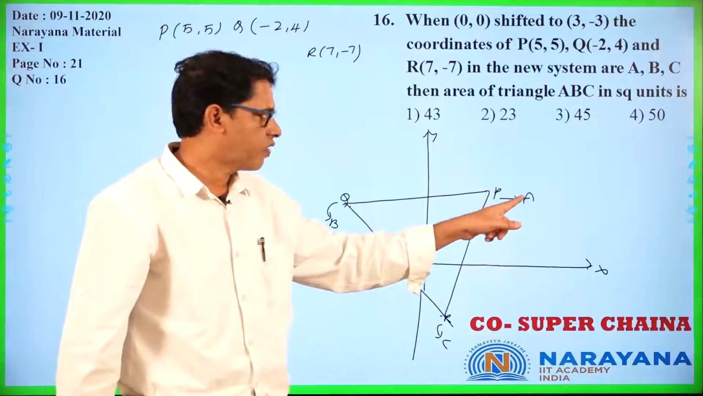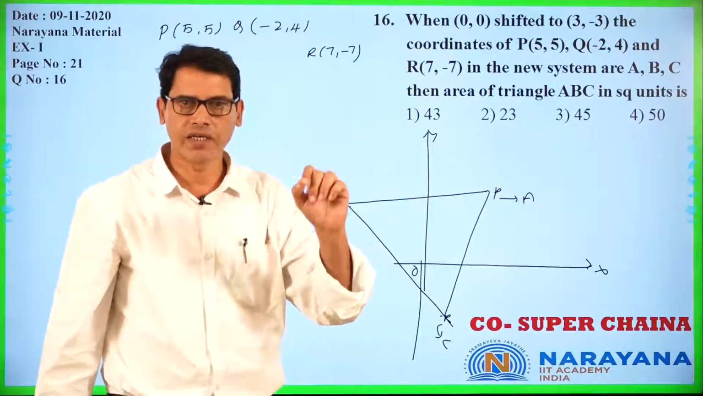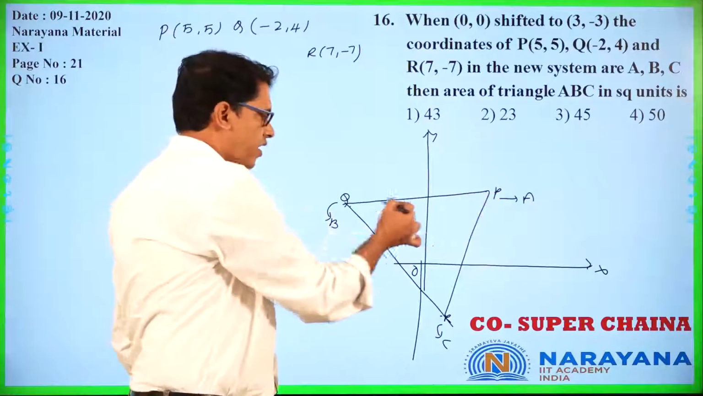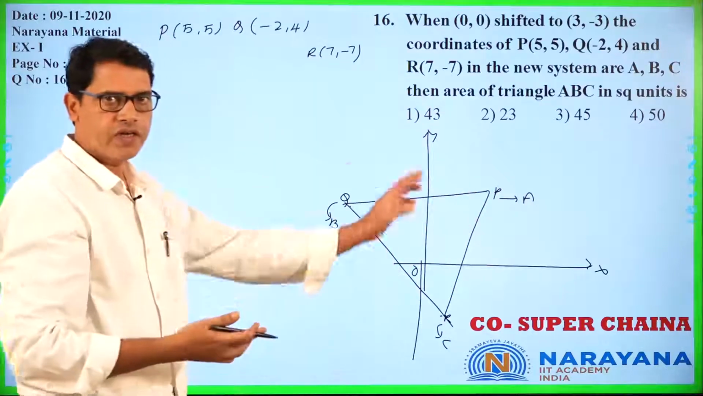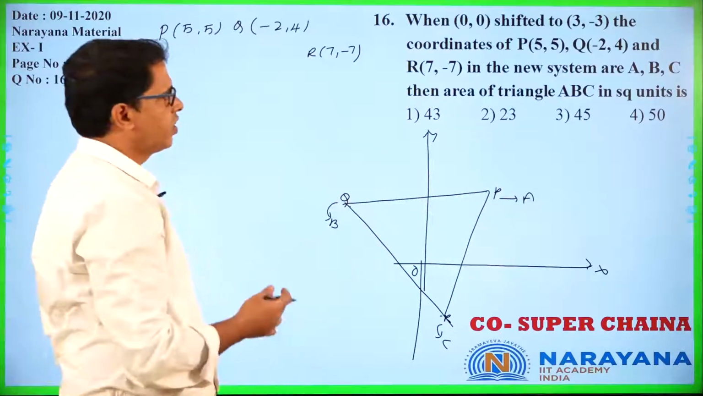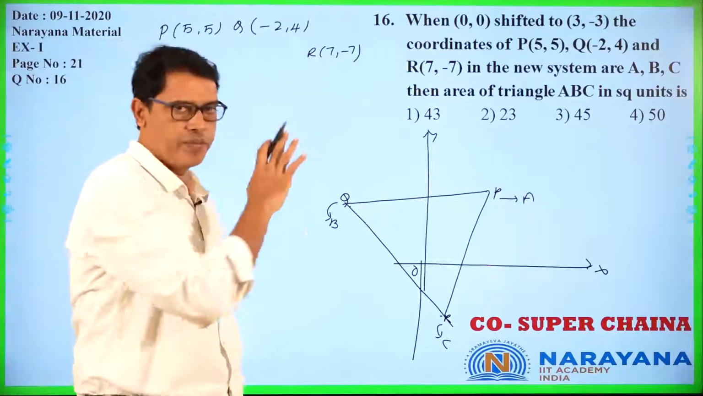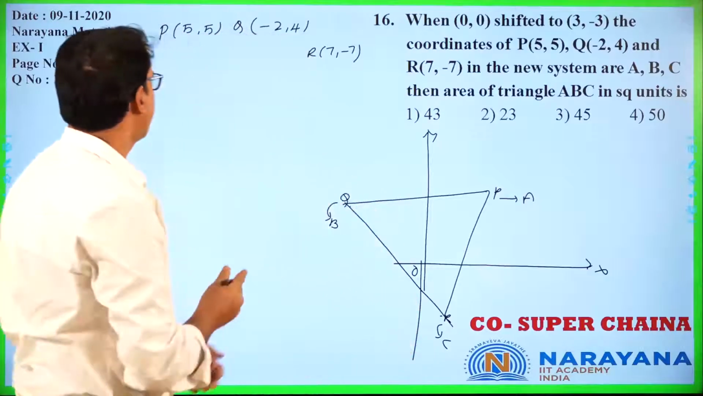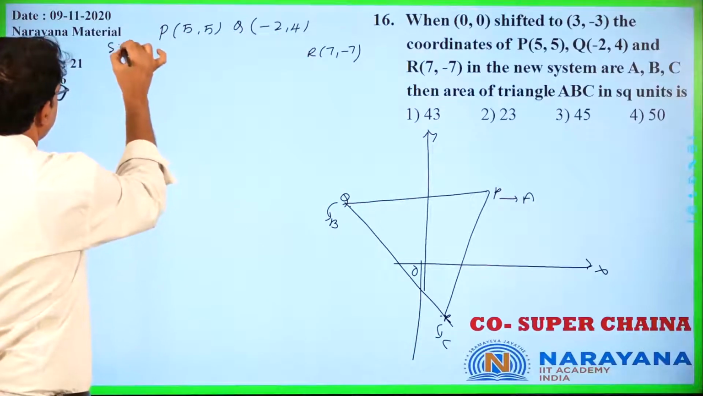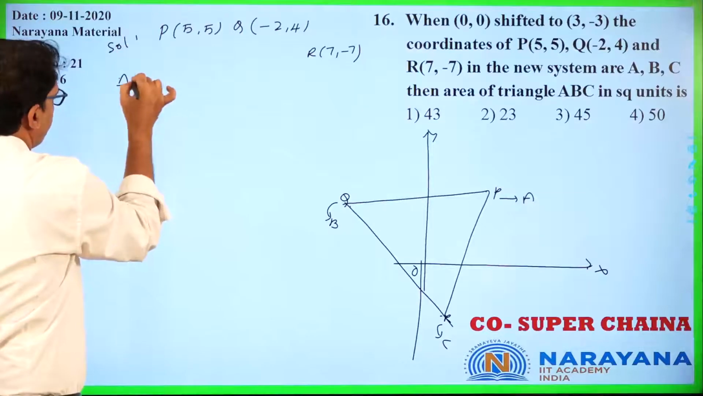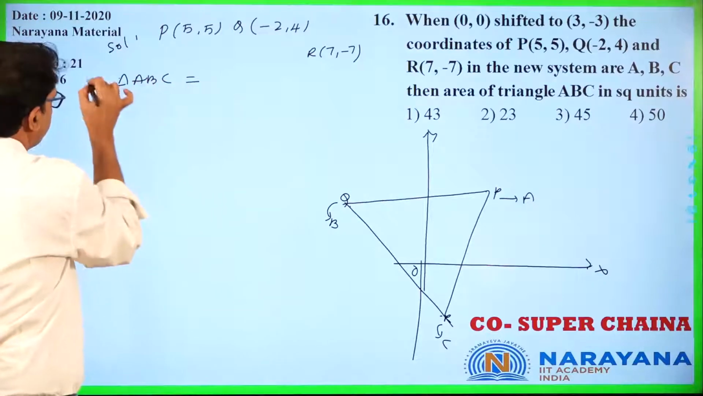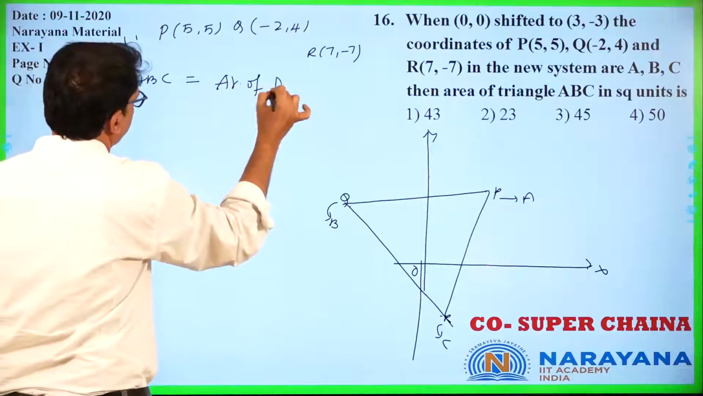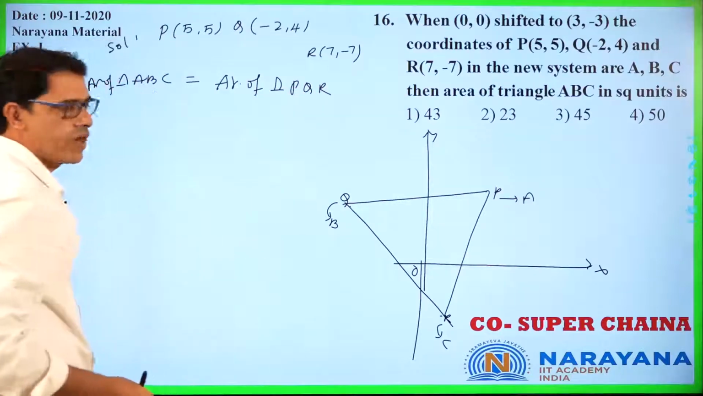Here P is transformed to A. Only the coordinates are changing, the position remains the same. So Q to B, R to C. This is the area of ABC, and it is the same as the area of PQR. It means to find the area of triangle ABC, it is enough to find the area of triangle PQR. Therefore, the area of triangle ABC equals the area of triangle PQR.